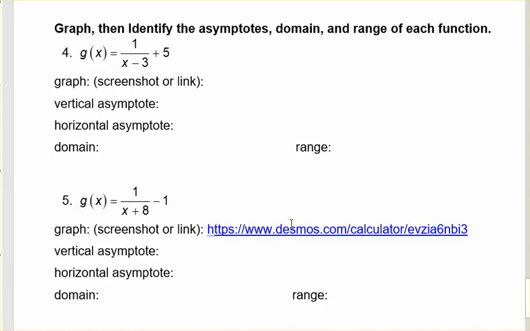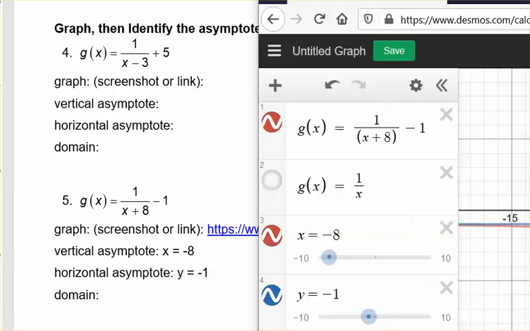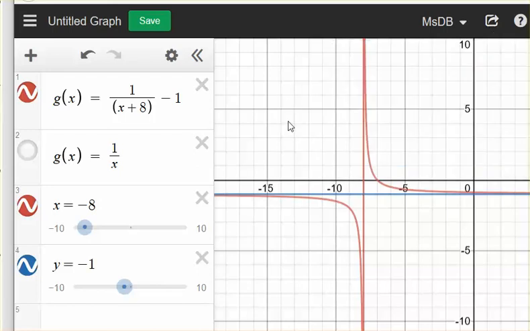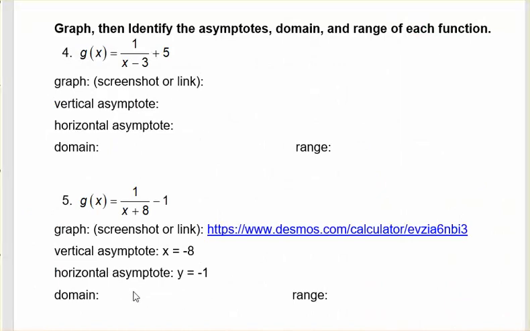The vertical asymptote we talked about was at x equals -8. And we found the horizontal asymptote was y equals -1 because it moved down 1. Now what about the domain and range? Let's look at the graph again. The domain is all the x values here, all the x values here. In fact, it's everything except for the vertical asymptote. It's everything except -8. So you can write all real numbers except -8.